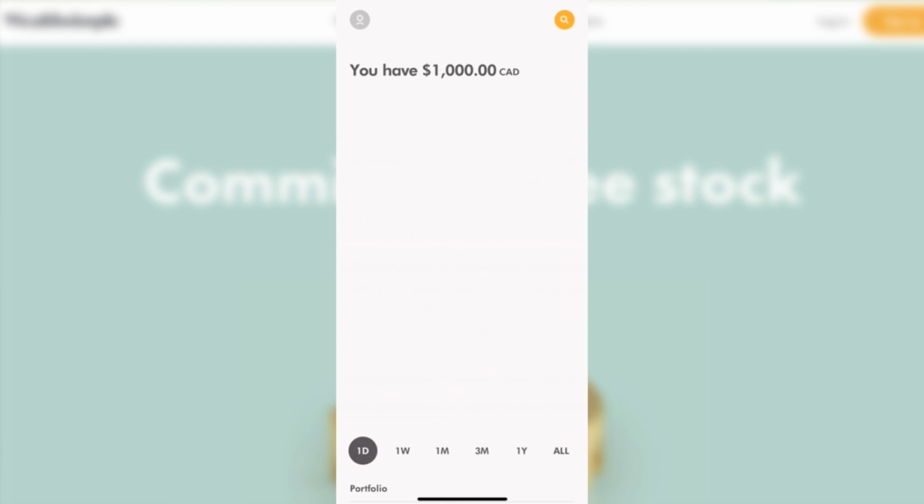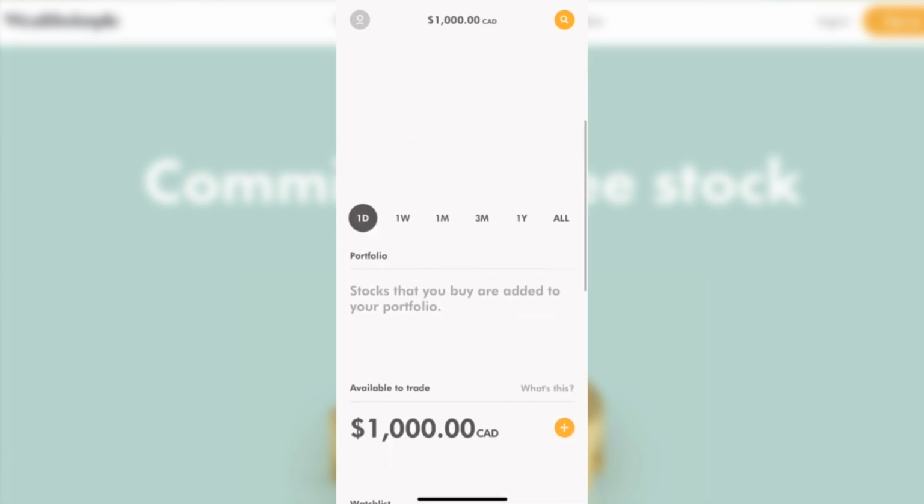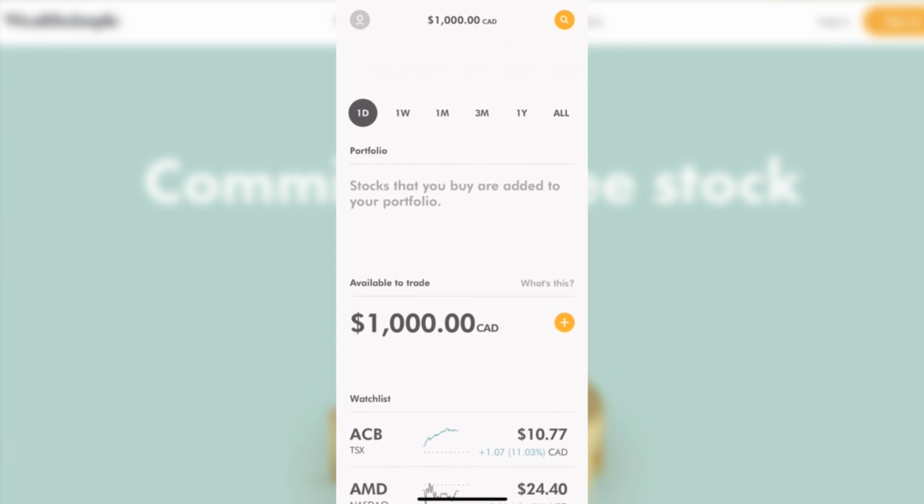So down here you can see my Wealthsimple Trade portfolio. It's currently empty, but I'll be placing some trades and buying some stocks later in this video. So stay till the end if you want to see me trade and place my orders. And here I have the available funds to trade. Again, $1,000 Canadian.